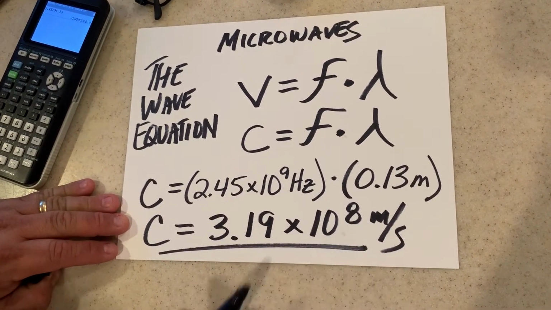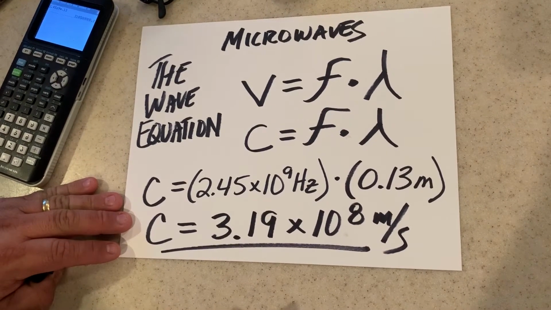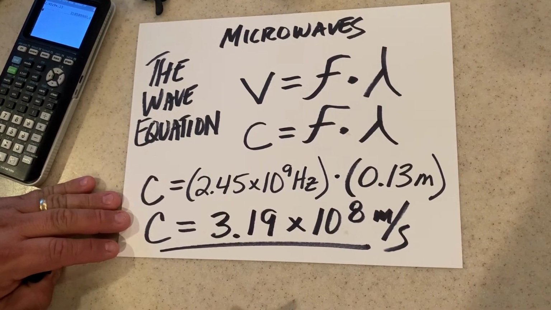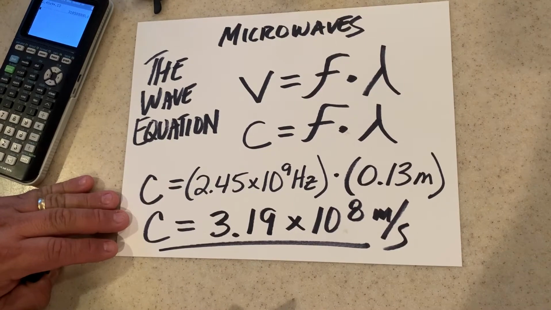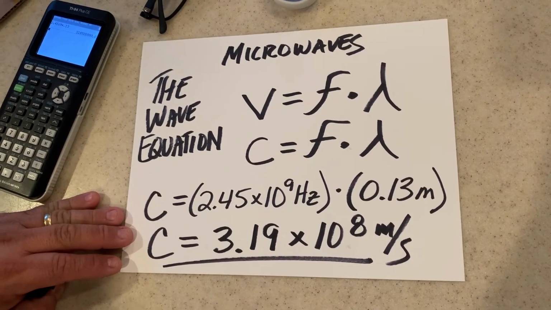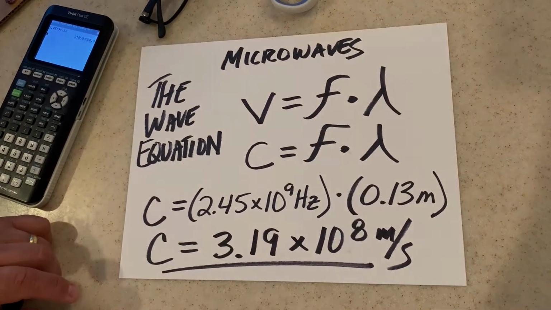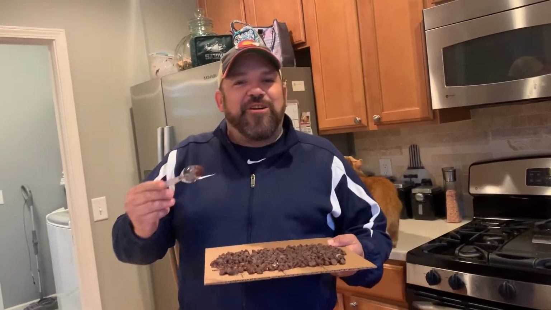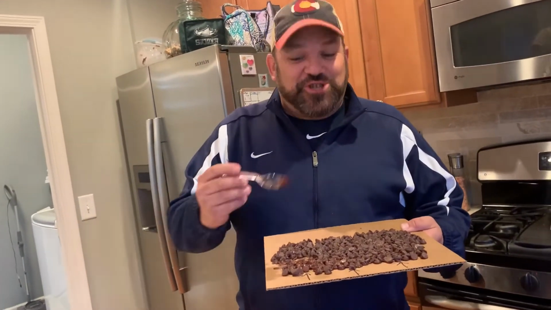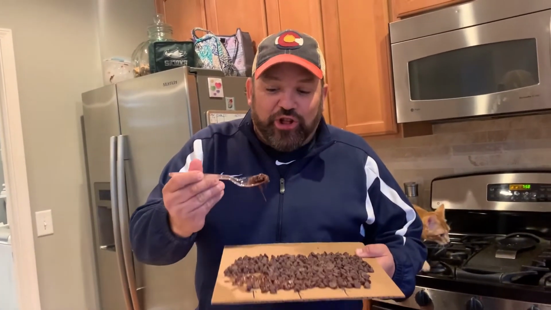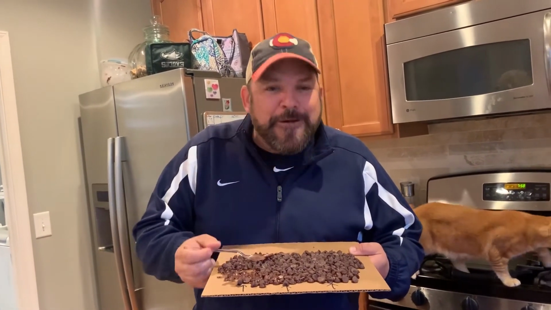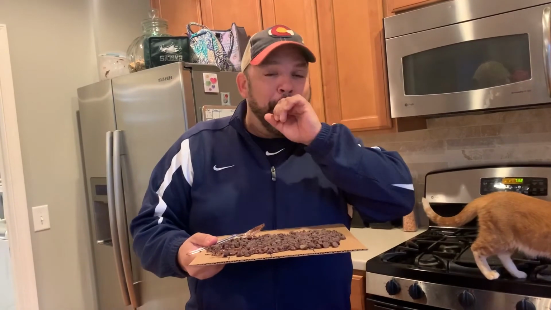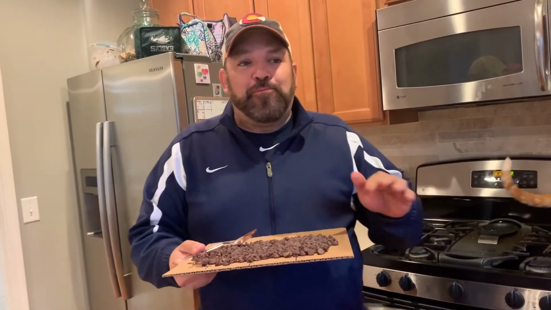Now, how close is that to the accepted value? Well, the accepted value is 3.0 times 10 to the 8th, so we're pretty close. One of the things you're going to do is find the percentage error. All right, so there we go. We found the speed of light with chocolate chips, and it's a wonderful little experiment to do because it's really tasty too.